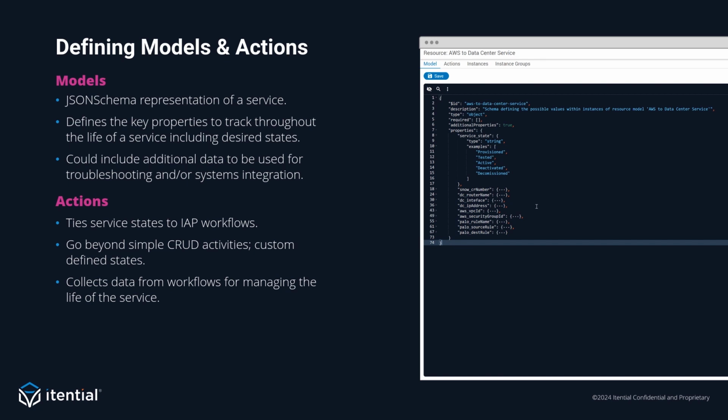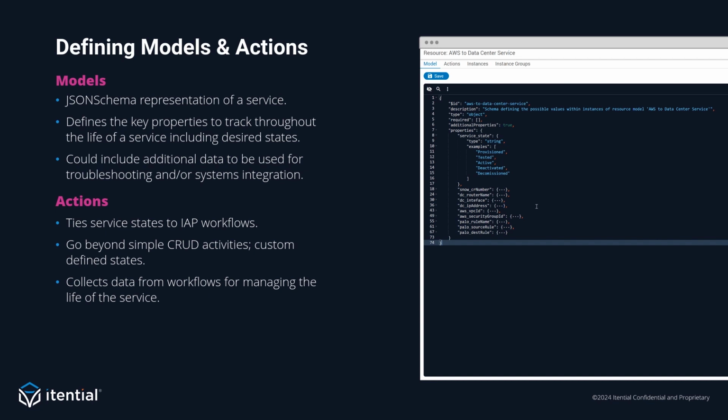We really do that by utilizing two key elements within Lifecycle Manager, and that is around the idea of models and actions. Models, simply put, are how we define what a service ultimately looks like with all of its key value properties. We define this in Lifecycle Manager in JSON schema, and it is really the representation of a service that ultimately a user could go then deploy across their infrastructure, or could deploy multiple times, multiple instances.